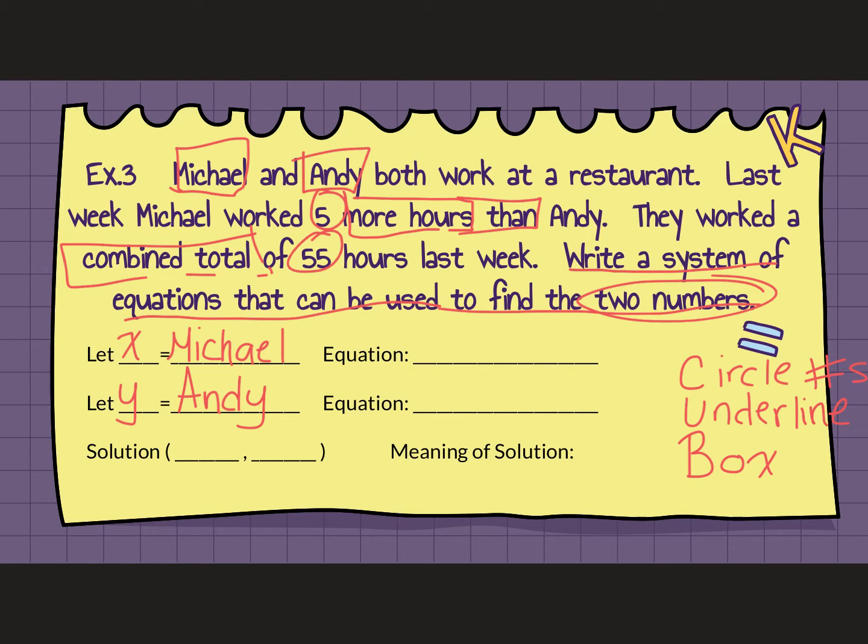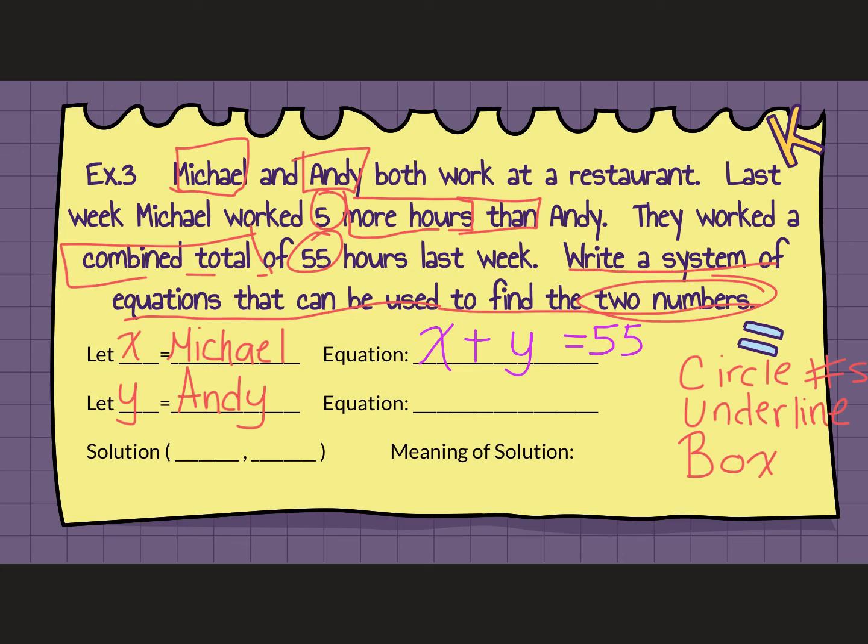Okay, so doing our combined hours, the total number is going to be equal to 55. And we know the only way to combine two things is to add. And the two things or two people we're talking about are Michael and Andy. So that's going to be X for Michael and Andy is Y.